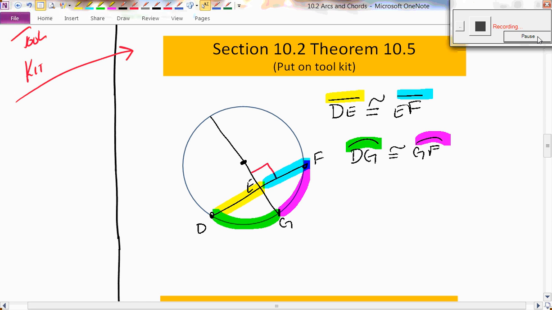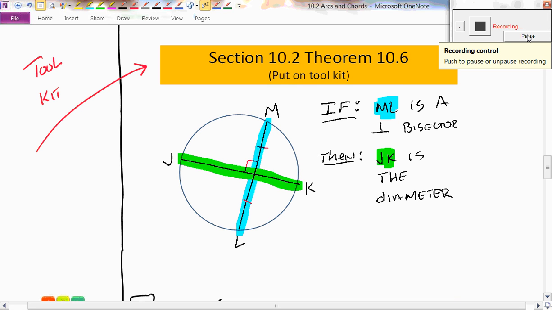So last one here. This is an if-then statement for the last one, section 10.2, theorem 10.6. It says if ML is a perpendicular bisector, then JK, the other chord, has to be a diameter. So if it's perpendicular, which means 90 degrees, and it bisects, meaning each piece is the same, then the other chord has to be the diameter.